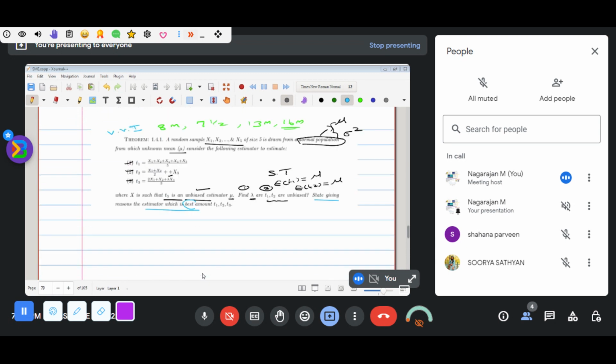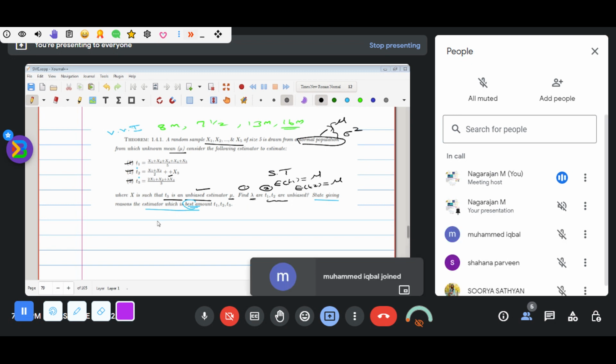Then you want to find the estimated value of the variance: V of T1, V of T2, V of T3. Three values you want to find. Then which one is best? You want to show that. Okay, this three condition, apply this theorem. One by one I want to show that. So it is the first one.